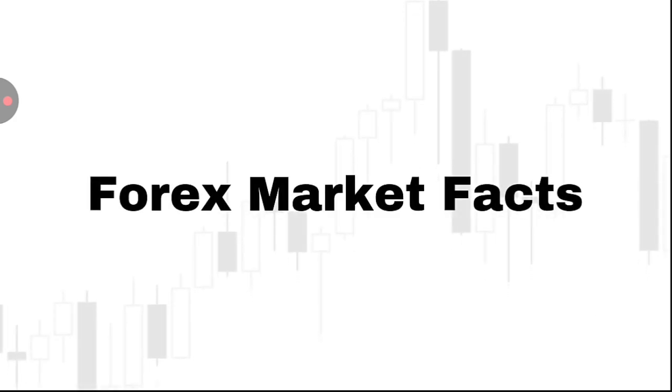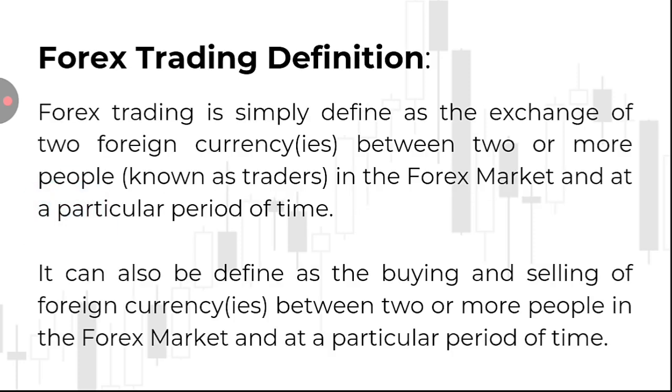Whenever you are buying a particular currency pair, just know that as you are buying one currency, you are selling the other currency. So for example, EUR/USD. When you buy EUR/USD, what you are simply saying is you are buying the euro while you are selling the United States dollar. If you are selling EUR/USD, you are selling the euro while you are buying the United States dollar. That's what forex trading is all about: buying and selling a currency pair between two or more people known as traders in the forex market and at a particular period of time.